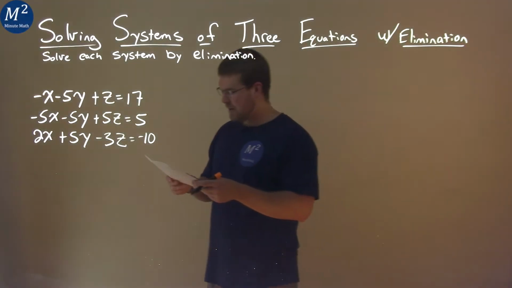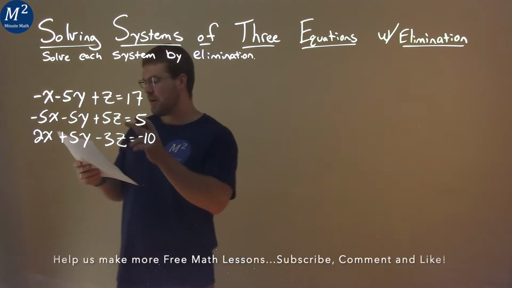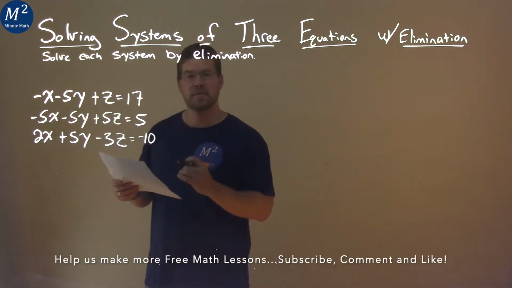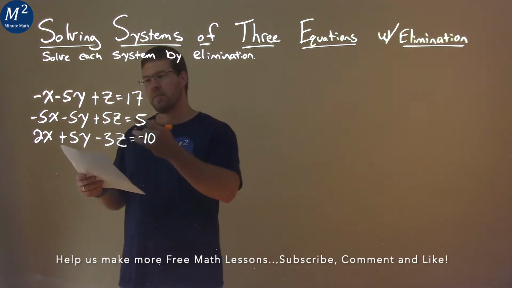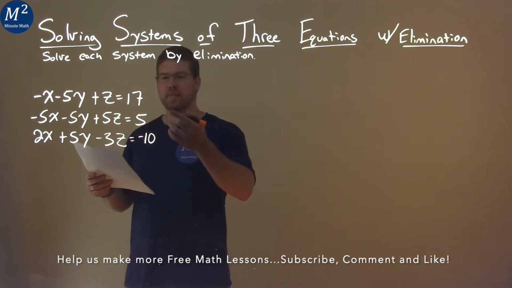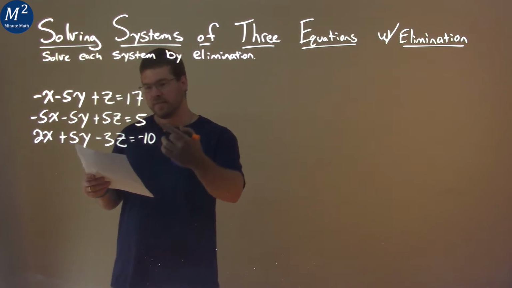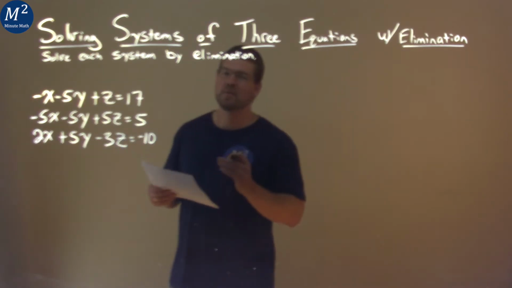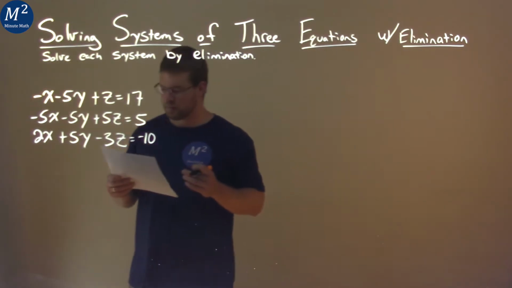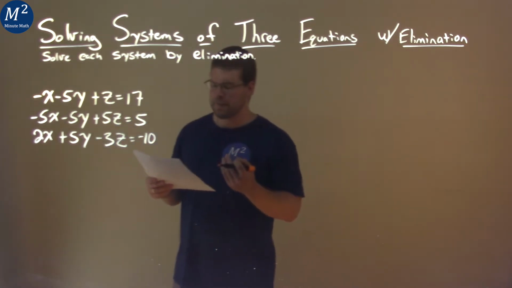We're given this problem right here. Negative x minus 5y plus z equals 17. Negative 5x minus 5y plus 5z equals 5. 2x plus 5y minus 3z equals negative 10. And we need to solve this by elimination. So where can we go from here?